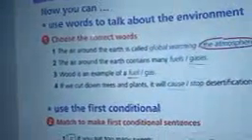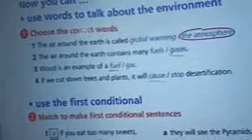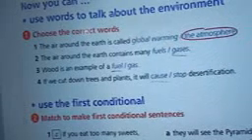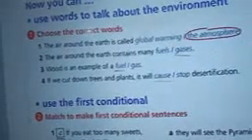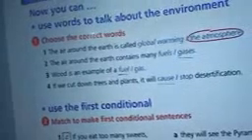Here, our last page about review. We can choose the correct word. Number 1. The air around the earth is called the atmosphere. Number 2, the air around the earth contains many gases, sure, it will be gases. Wood is an example of, sure, fuel. If we cut down trees and the plants, it will for sure cause desertification.